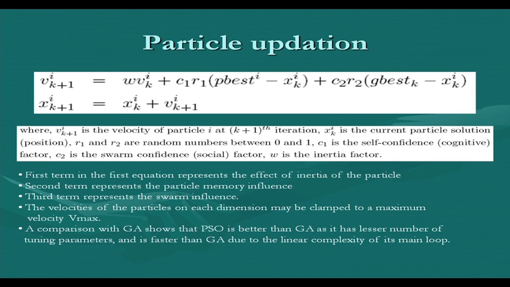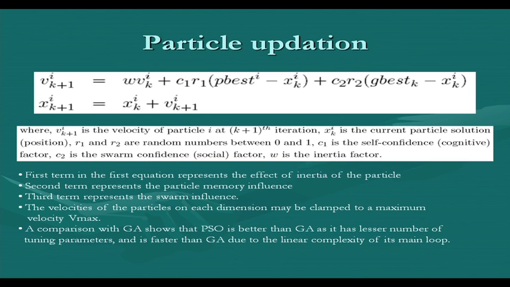So, particle updation starts with the local best and global best information of the generation. Local best, as we have seen, is the best over the entire generations for which the particle has evolved, so over its own history, and global best is the best of the current population.